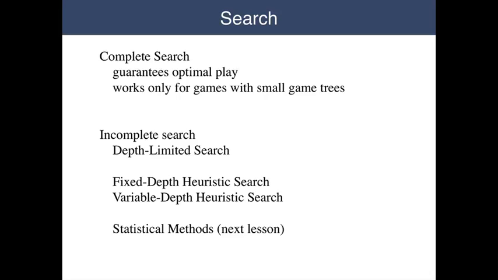We begin with simple depth-limited search, and after that we turn to two variations. First, fixed depth heuristic search, and then variable depth heuristic search. And in the next lesson, we examine statistical methods for dealing with incomplete search.